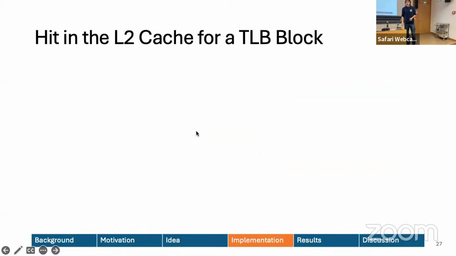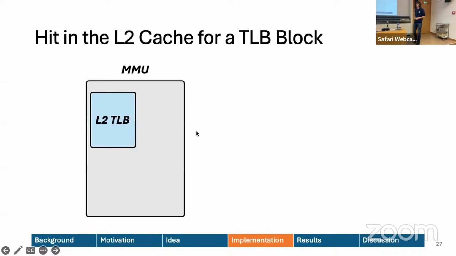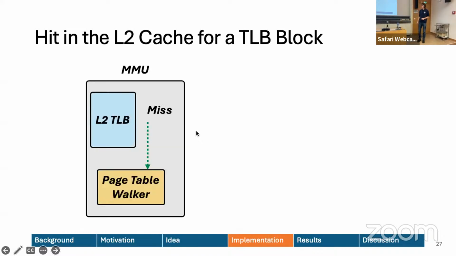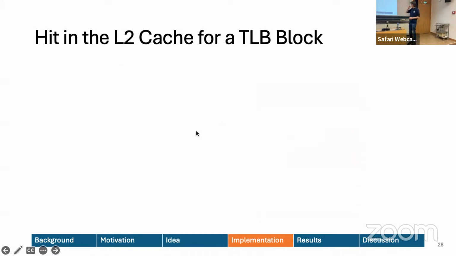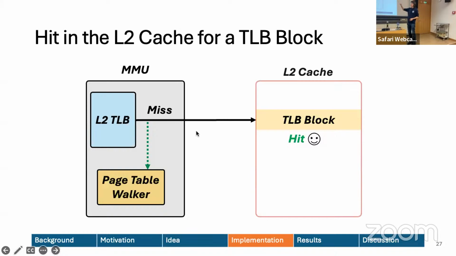So now let's talk about the access a little bit. So again, an MMU L2 TLB miss occurs. So normally we would ask the page table walker to perform a page table walk. We do this, but in the meantime, we look in the L2 cache, perform the cache matching, and we see we have a hit. And then we can abort the page table walk, return the address, and we're done.